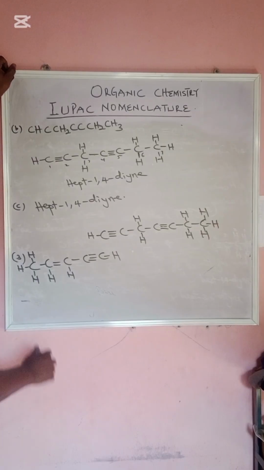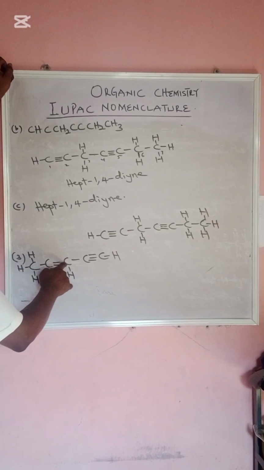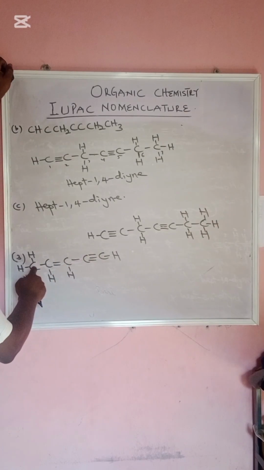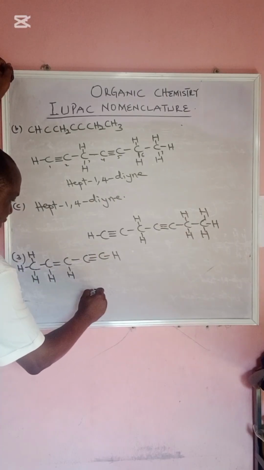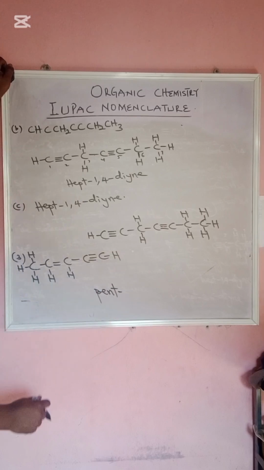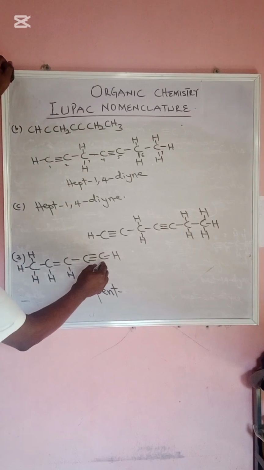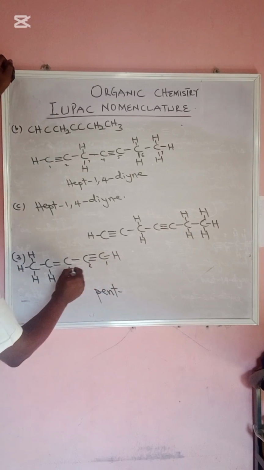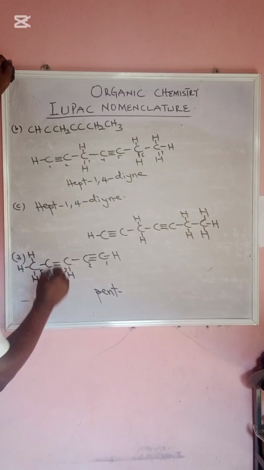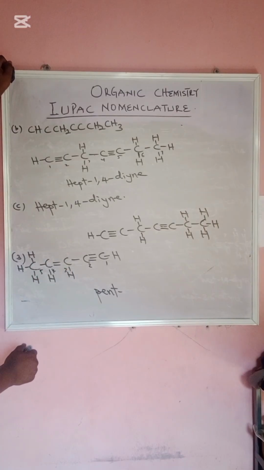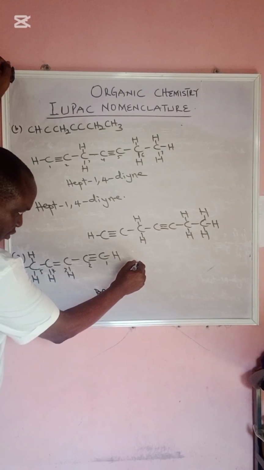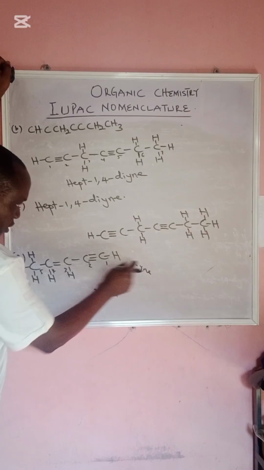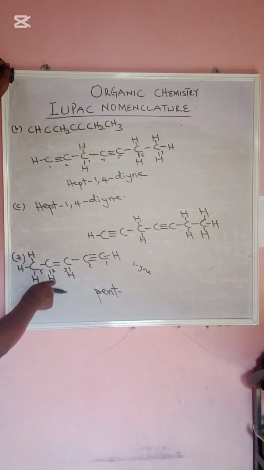So if I want to name this, there are 1, 2, 3, 4, 5 carbons, that is pent. If I'm counting from here, 1, 2, 3, 4, 5, it will be pent-1-yne. That is 1-yne. Before we have 3-ene, between 3 and the ene. That is what you have.